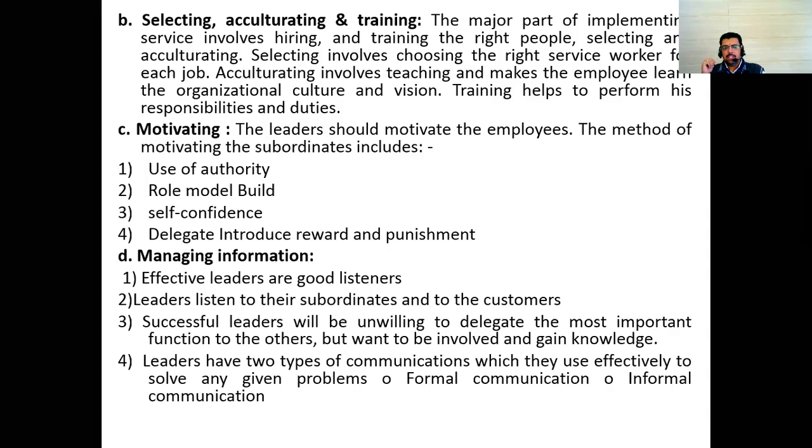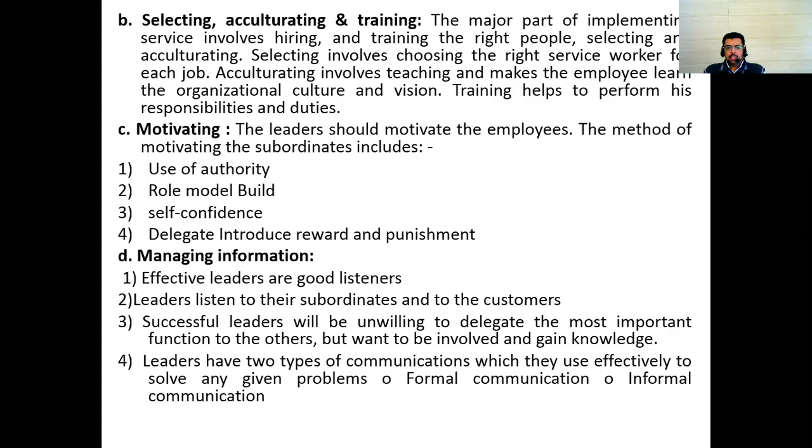Then the next point is managing information. Managing information includes how we are going to inform all the workers, service providers, even including customers also. How effective you are as a leader, how you are going to transmit the information, which media you are going to use, who the listeners are, you need to identify that. Once you identify that, leaders listen to their subordinates and to the customers also.